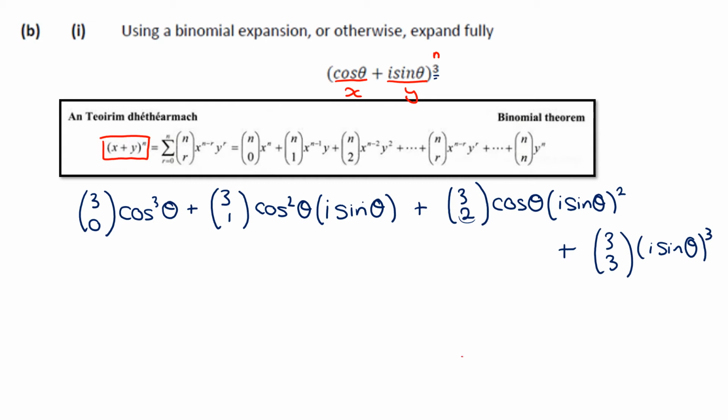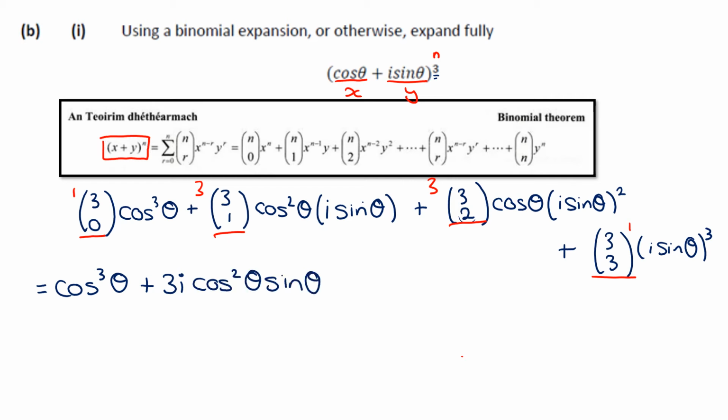So let's go with our binomial coefficients here. 3 choose 0 is 1. 3 choose 1 is 3. 3 choose 2 is 3. And 3 choose 3 is 1. So I end up with cos cubed theta plus 3. I have an i, so I'm going to pull that out in front. Cos squared theta sine theta plus 3.